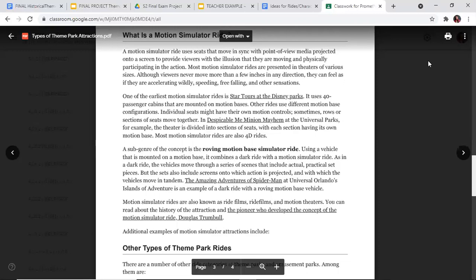A subgenre is the roving motion-based simulator ride. Using a vehicle that is mounted on a motion base, it combines a dark ride with a motion simulator ride. As in a dark ride, the vehicles move through a series of scenes that include actual, practical set pieces, but the sets also include screens onto which action is projected and with which the vehicles move in tandem. The Amazing Adventures of Spider-Man at Universal Orlando's Islands of Adventure is an example of a dark ride with a roving motion-based vehicle.